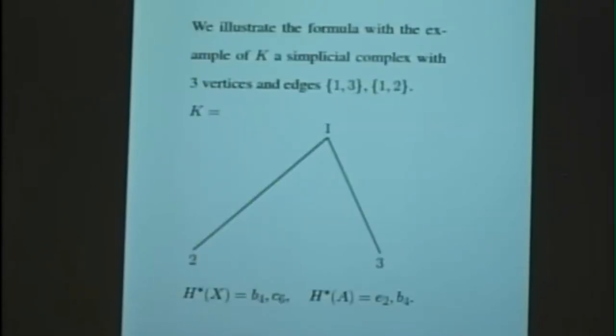So here's an example. And I'm not going to go through the whole thing, and it's tedious, but at least I'll show you how the things may be working. So I'm going to look at the simple simplicial complex. It has 3 vertices and 2 edges indicated here.